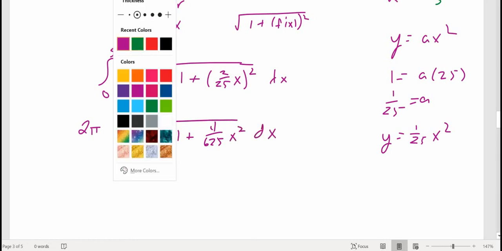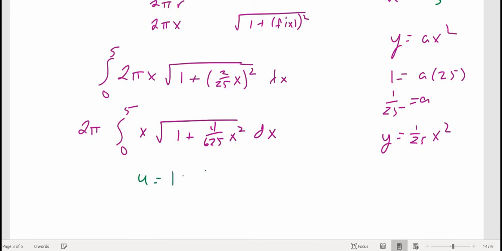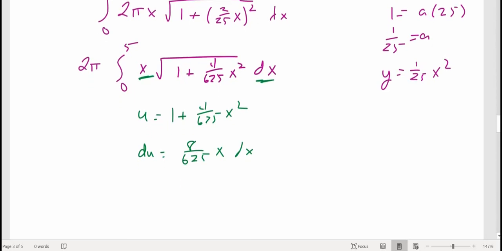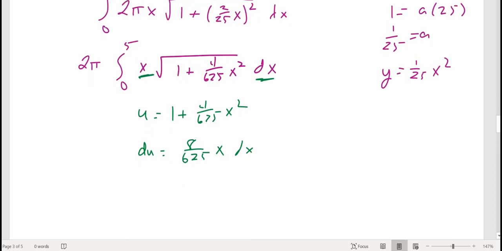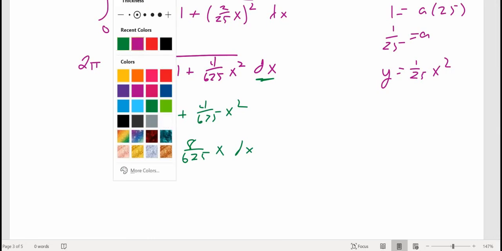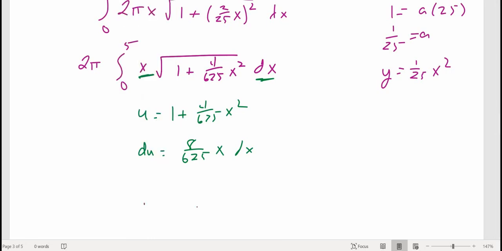And I'm going to do a u substitution here. I'm going to let u be 1 plus 4 over 625 x squared. Then du is going to be 8 over 625 x dx. Looking at my matching game here, the x dx is already there, right? So when I make that substitution, we're going to have 625 over 8 times the square root of u du.